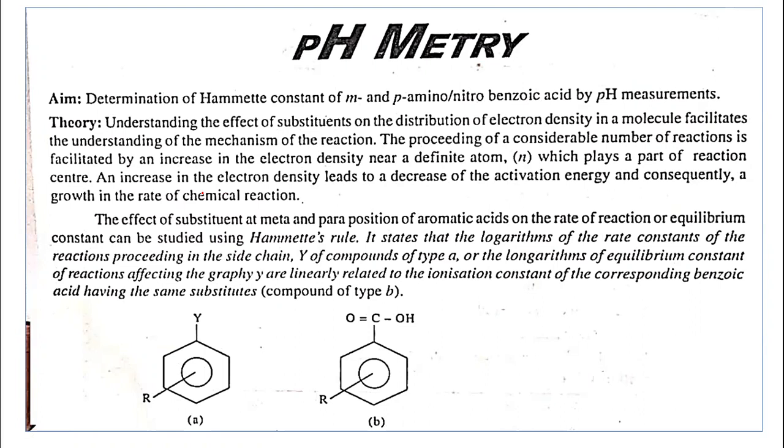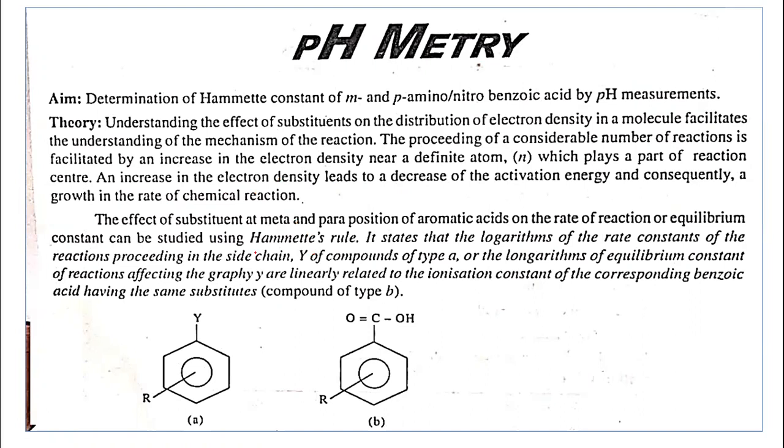An increase in the electron density leads to a decrease in the activation energy and consequently a growth in the rate of the chemical reaction. An increase in the electron density leads to a decrease of activation energy and therefore the rate of the reaction will increase. Now, the effect of the substituents at meta and para position of aromatic acids.